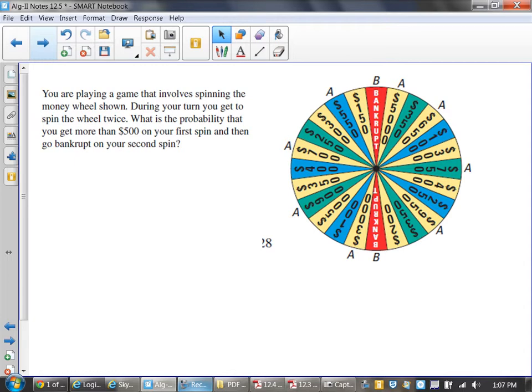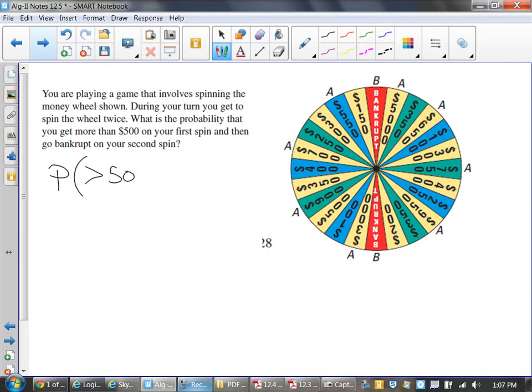So if you want to think about the probability of greater than 500, and then you want to be bankrupt. Why you want to be bankrupt, but you can't. Here's my spinner.